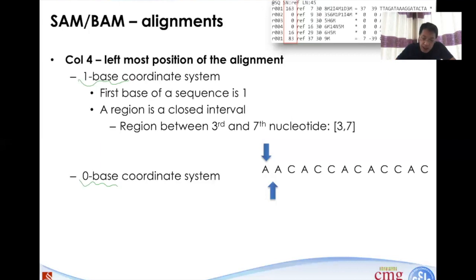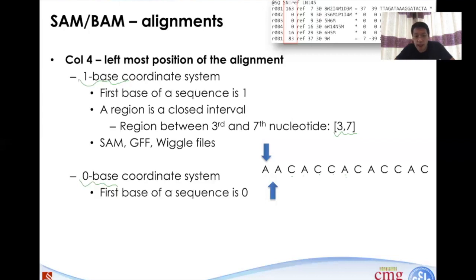And the region is a closed interval. For example, if I say from the 3rd to the 7th, 3, 4, 5, 6, 7, you will say, I'm looking at from the 3rd nucleotide to the 7th nucleotide. So it's a closed interval. By the way, the one-base system is used by SAM files, GFF, and other file formats.